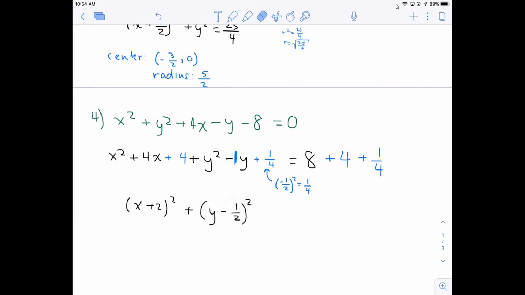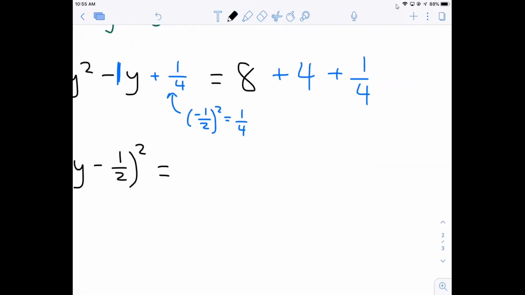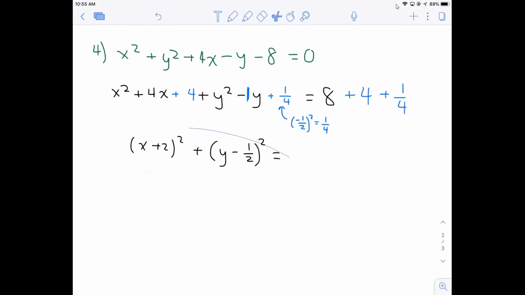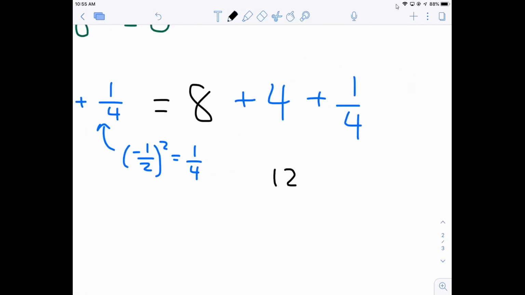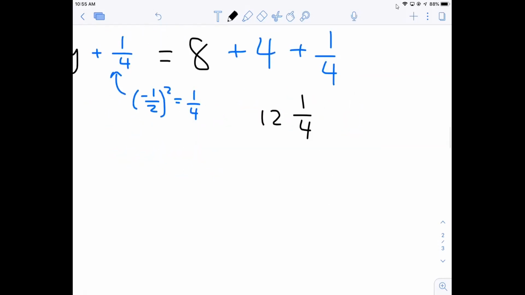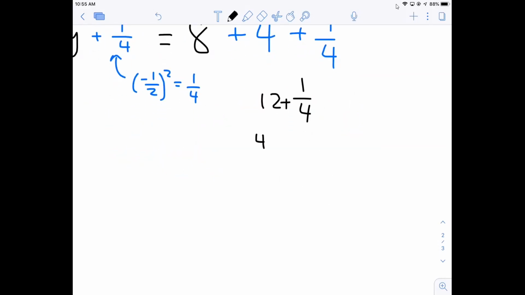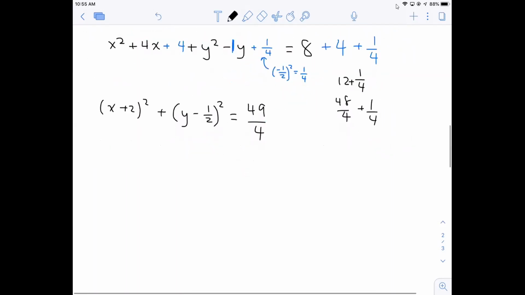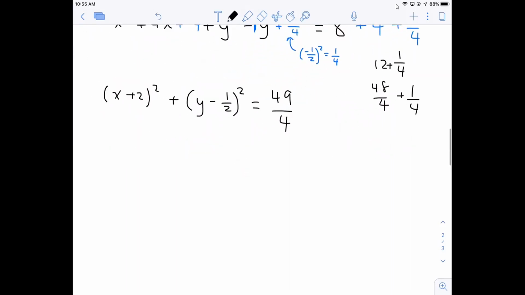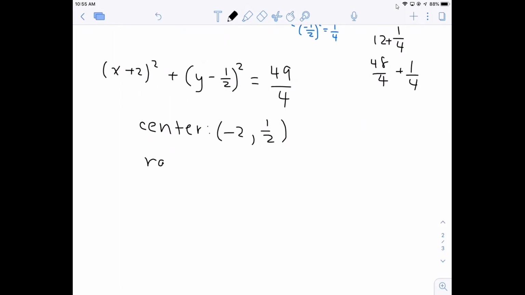So that's how that factors, and this is equal to, again, write this as a single fraction. So that's 12 1/4. I can write 12 as 48/4, plus a 1/4, and so that's 49/4. And now we're done. Our center is -2, +1/2, and our radius is the square root of 49/4, which is 7/2.